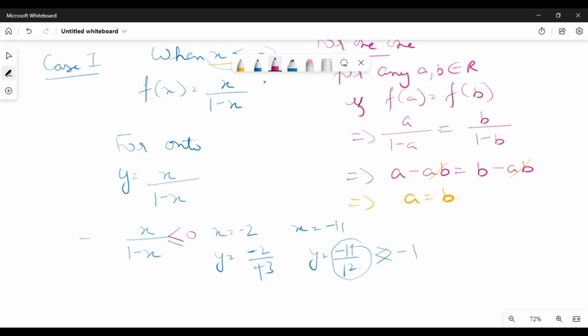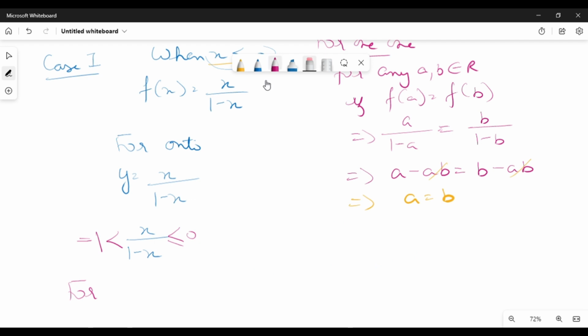So the answer is minus 1 less than x over 1 minus x is less than or equal to 0. Okay. So it means for every y, what result can I deduce from here? That y is lying between minus 1 and 0. Let me rub this out because I had taken it only to explain to you. Now, what result can I deduce from here?